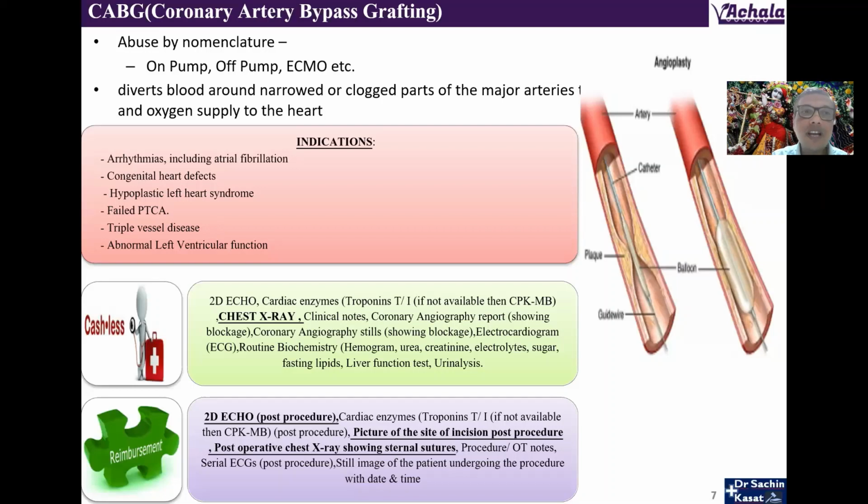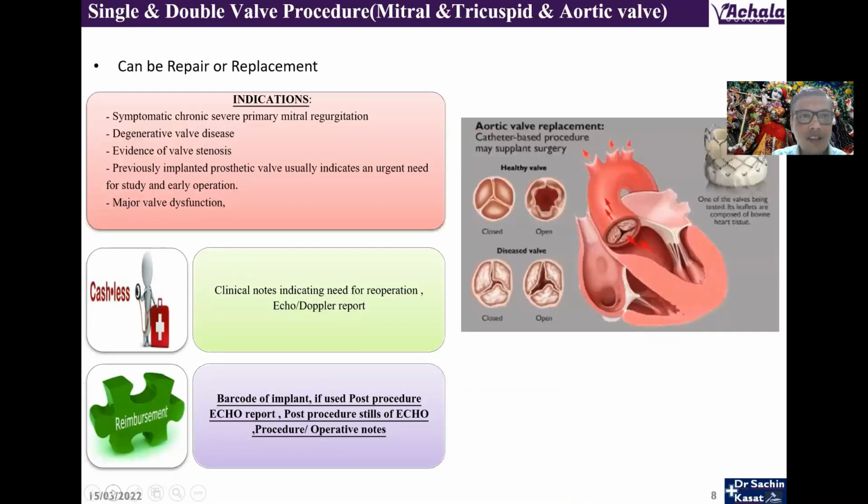What is going to be different as an investigation requirement in cashless as compared to PTCA is a chest X-ray and 2D echo post procedure. So those are the 2 things which will be different because you would like to see the sternal suturing.